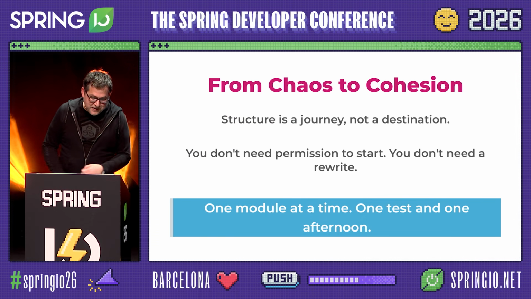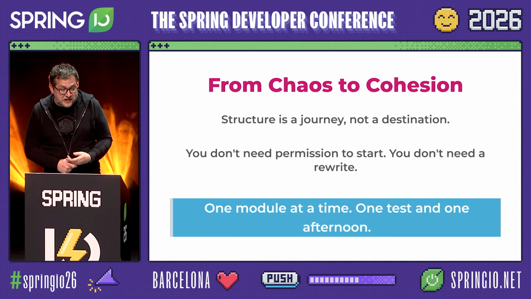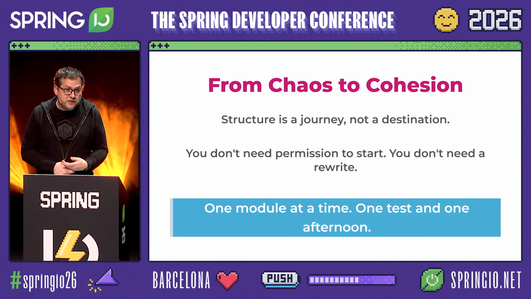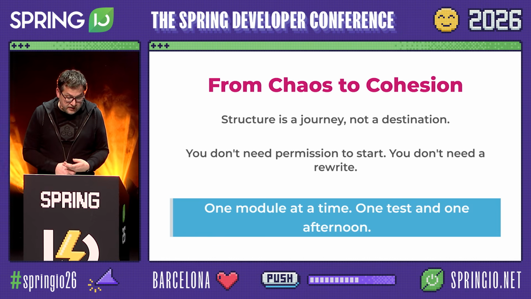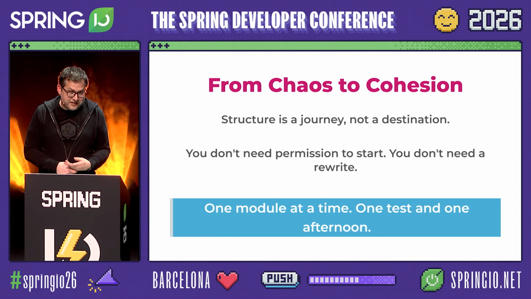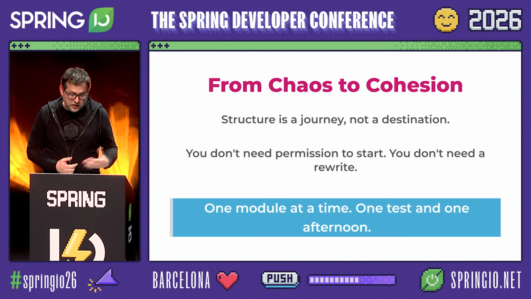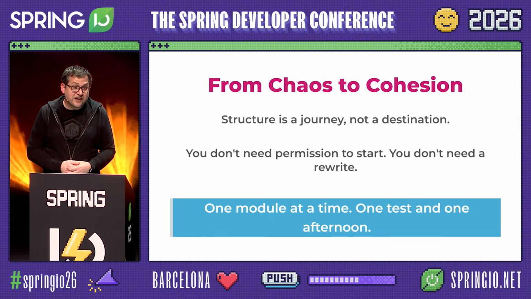Good. So that was my presentation, From Chaos to Cohesion. Structure is a journey, and it's not a destination. You don't need permission to start the whole thing. You don't need a rewrite, right? It's super simple. As we have heard before, one module at a time, one test, and one afternoon is actually good enough.